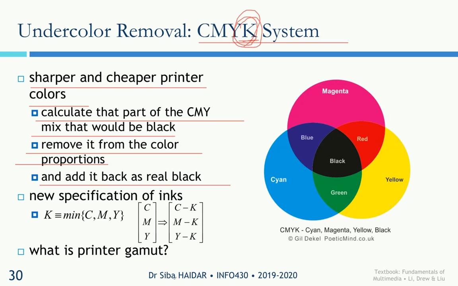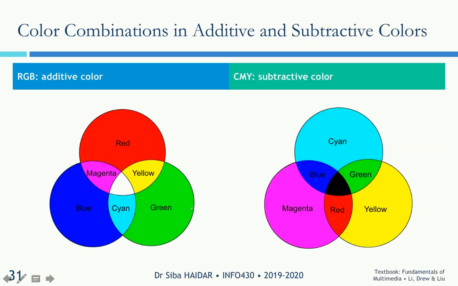I will leave for you the effort to see what printer gamut is. So what is printer gamut? Just like we saw some slides before, the out of gamut bound, you also have a gamut for devices, and for the printer there are colors that cannot be printed and which can be replaced by the closest color possible.